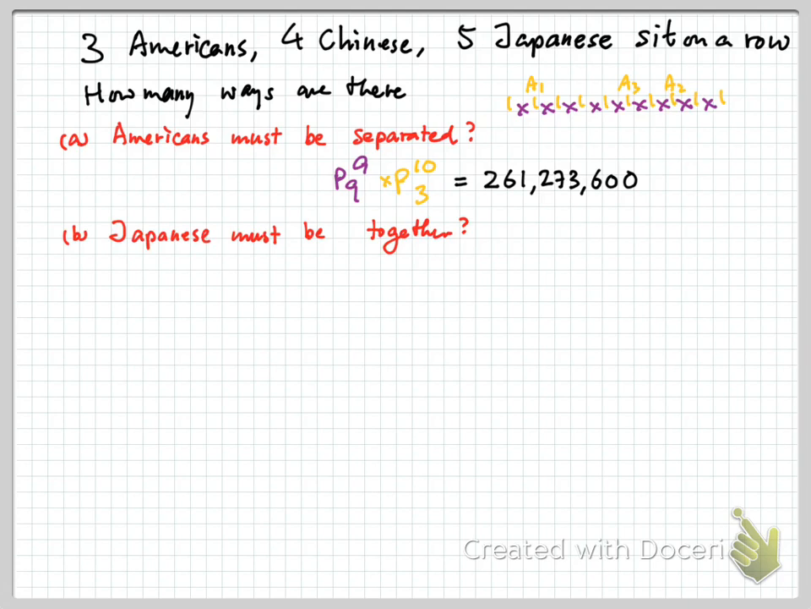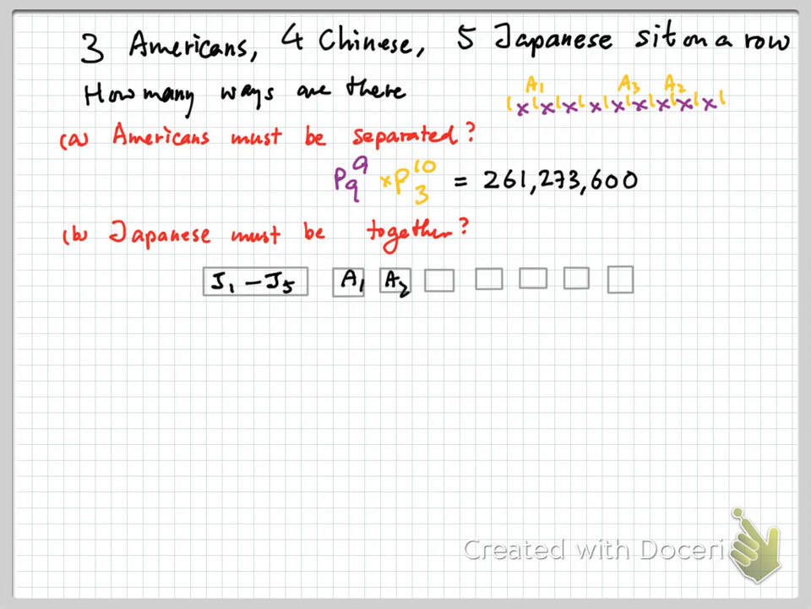And then in part B, togetherness. Now what if, on the other hand, never mind the Americans, now the Japanese must be together? We lift the restriction that the Americans must be separated, but put in a new restriction that the Japanese must be together. So once again, we need to prepare boxes. We prepare 1 box for the Japanese, J1 to J5 all in this box. And then we prepare 3 boxes for the Americans. We prepare 4 boxes for the Chinese.